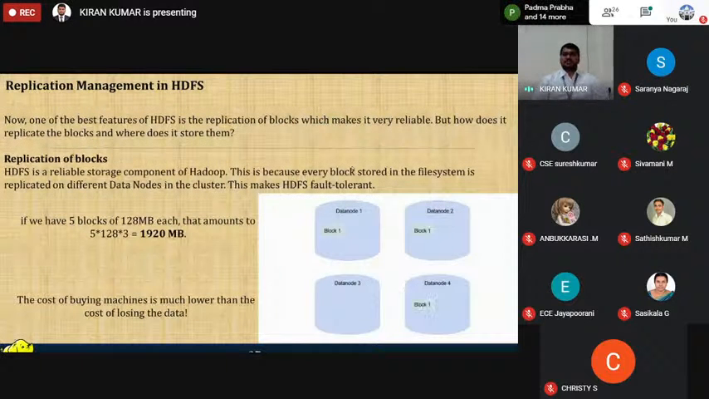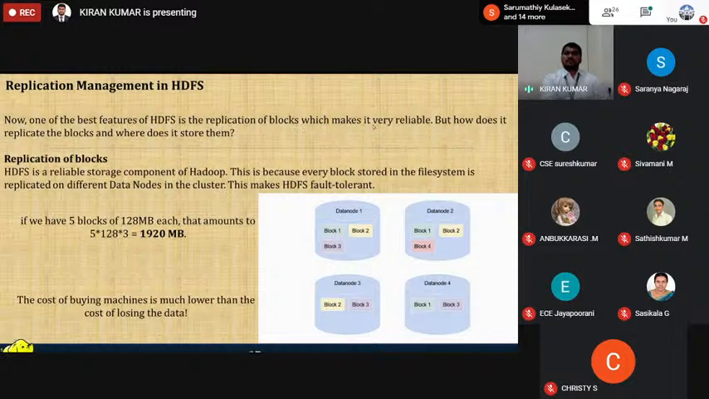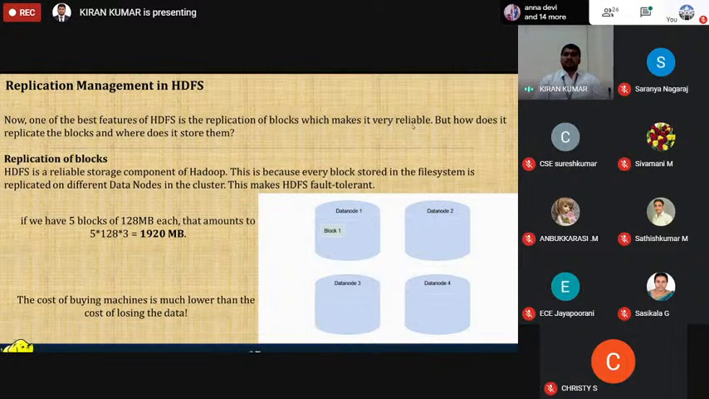So here let us try to understand the replication factor in HDFS. The meaning of replication factor is to make the system fault tolerant, to make the data available all the time. One of the best features of HDFS is replication of the blocks, which makes it very reliable. Obviously we all know we are using Gmail accounts, where Gmail provides 15 GB of free space to store all our files. This 15 GB of free space is given to an individual user with the replication factor.